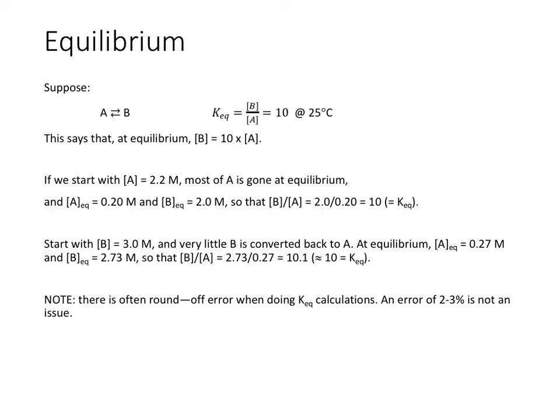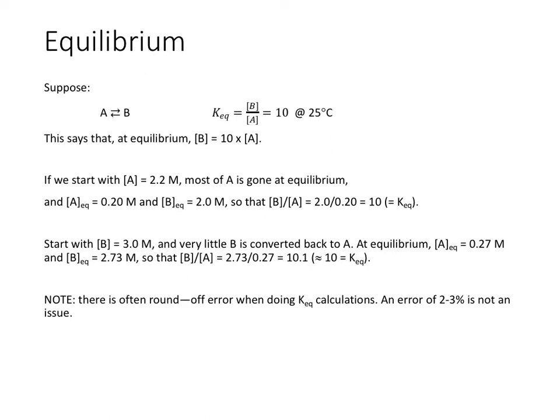Let's look again at this equilibrium between A and B. There again, the equilibrium constant is just going to be the concentration of B divided by the concentration of A. And let's suppose that it has a value of 10 at room temperature. What that says is that at equilibrium, the concentration of B is going to be 10 times the concentration of A, because B over A is 10. Multiply both sides by A, B equals 10A. So again, in this case, KEQ is greater than 1. The equilibrium lies to the right.